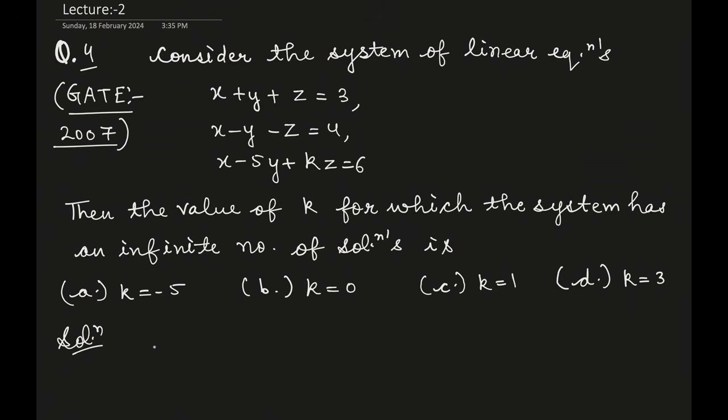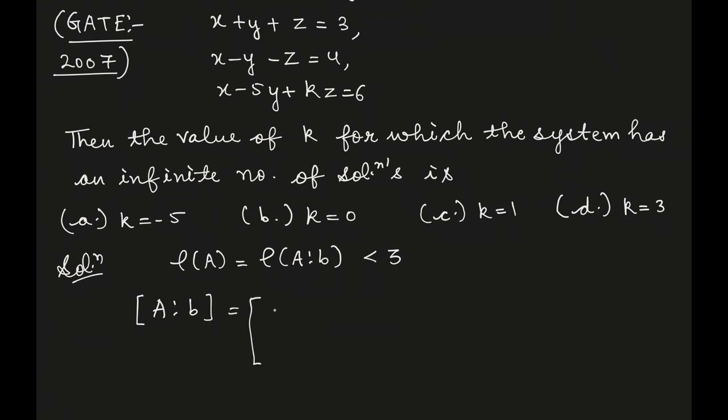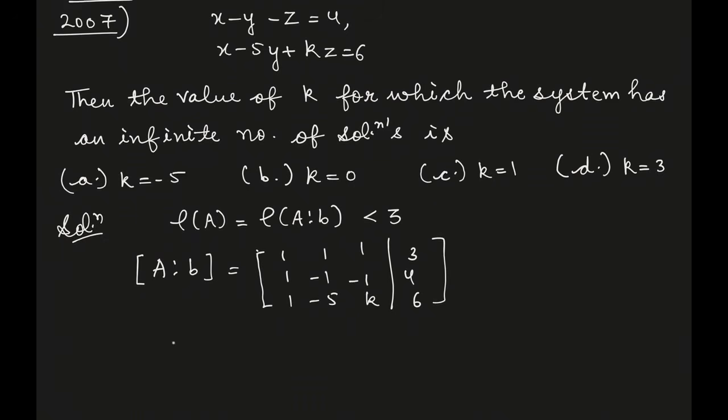k equal to minus 5, option A. Yes, correct. So we know that this system has infinite number of solutions if rank of A is equal to rank of augmented matrix, and it should be less than number of variables. There are three variables. So augmented matrix is 1 1 1 3, 1 minus 1 minus 5 4, 1 minus 1 k 6. Now apply the row operations.